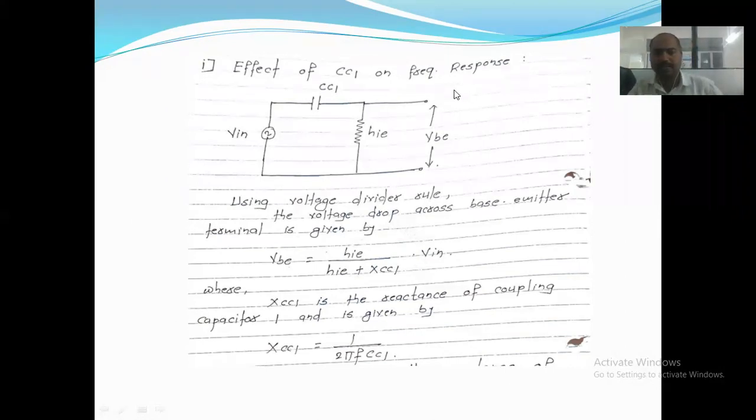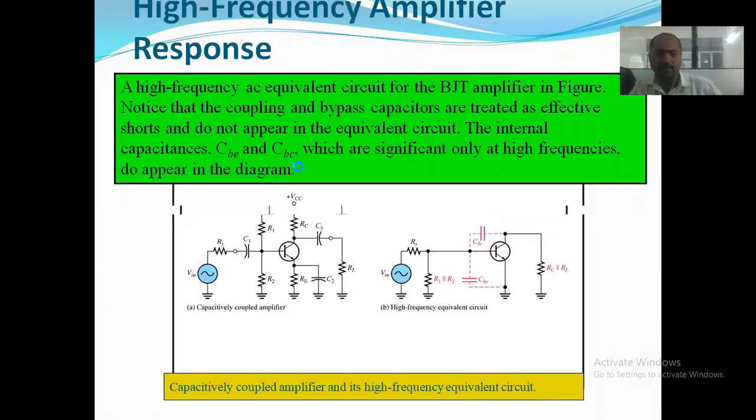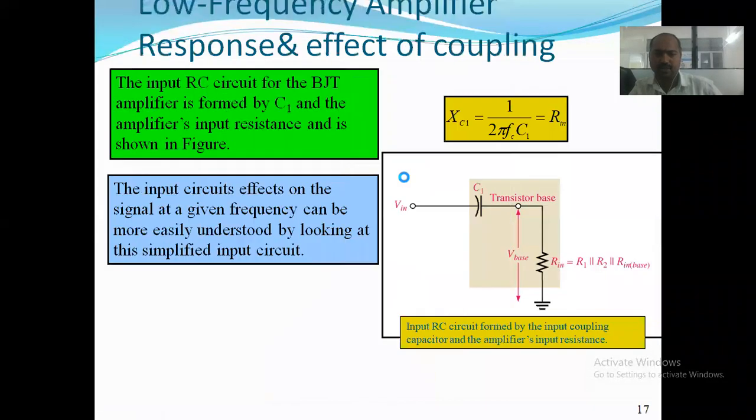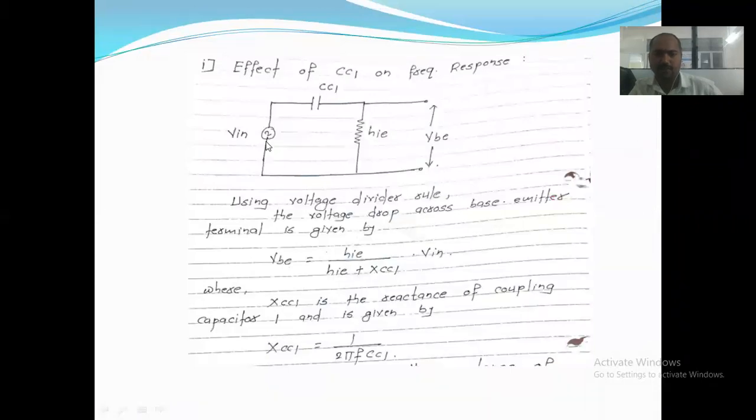We are discussing the effect of CC1 on frequency response, right? Effect of CC1: when we discuss this, this should act as a transistor. We have applied the input signal through the coupling capacitor to the transistor. Same way here in the equivalent circuit, we are applying the input signal through this coupling capacitor to the base and emitter terminals of the transistor, right?